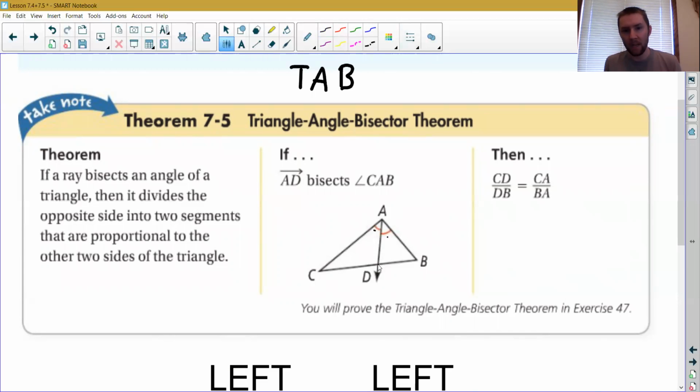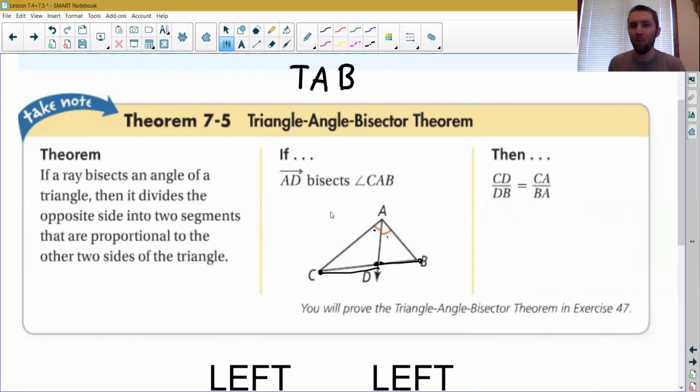When I draw the bisector, it cuts this bottom side into two pieces, CD and then DB. If I make a ratio out of those two pieces, CD and DB, that is the same ratio as the other two sides of the triangle. So AC and AB make the same ratio.